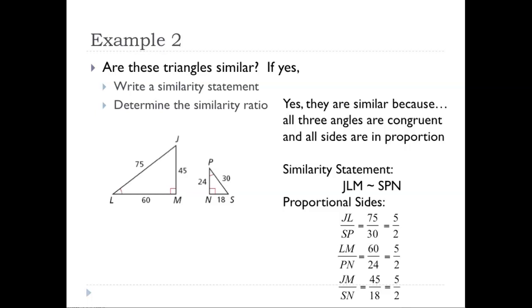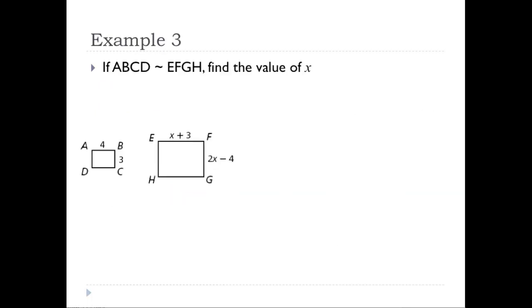Okay, our last example. If ABCD is similar to EFGH, find the value of x. So let's start by writing a proportion. I'm going to look at AB, which corresponds with EF. So I'm going to write AB over EF equals, and then BC corresponds with FG. So notice how I'm using all the sides that were given to me, AB, BC, EF, and FG.